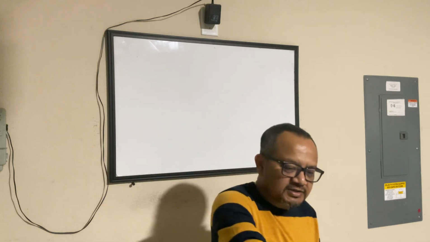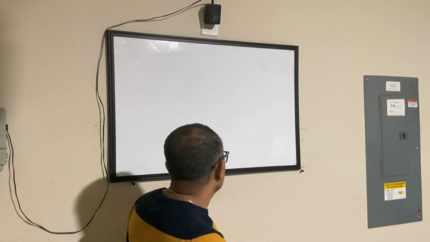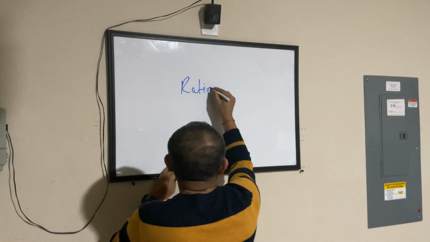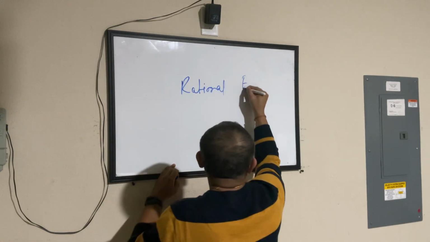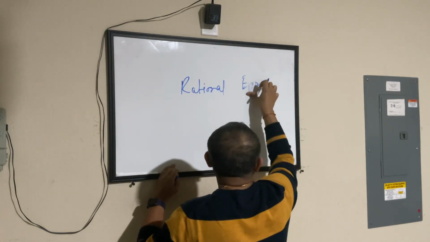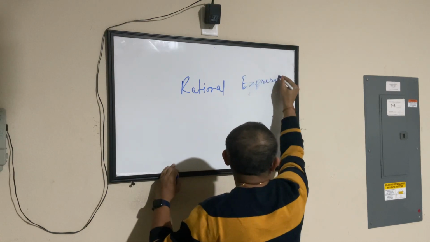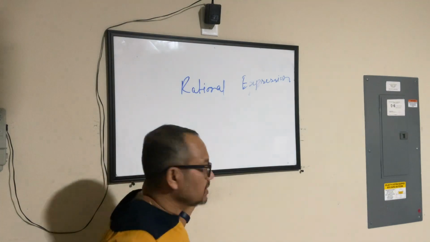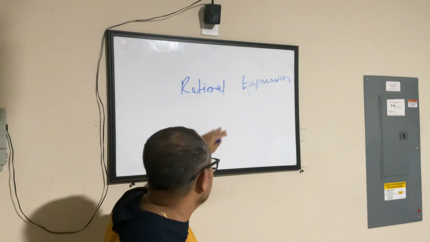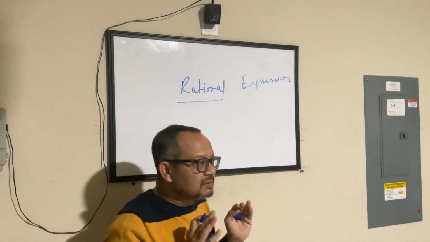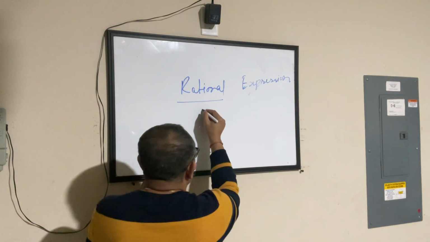No response? Okay. So let's first break it down. We are talking about rational and expression. These are the 2 words that it is made of. When you talk about rational, immediately the thing that comes to your mind is something which is in the form of a fraction.